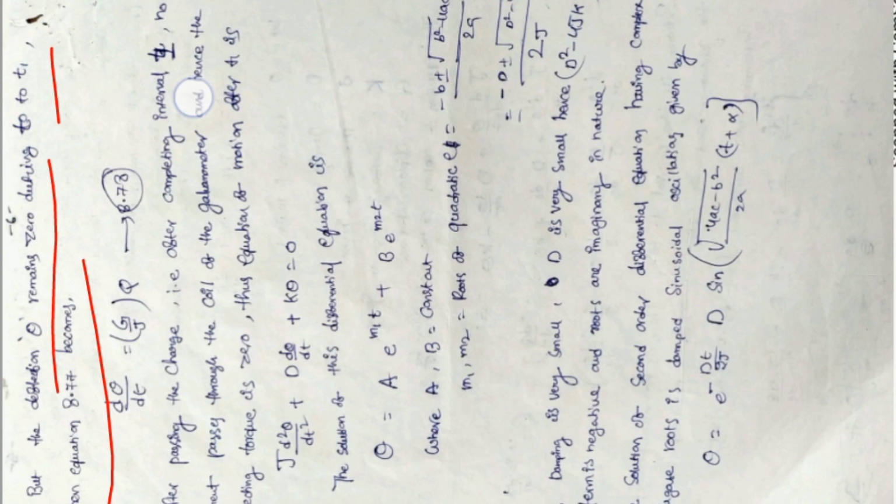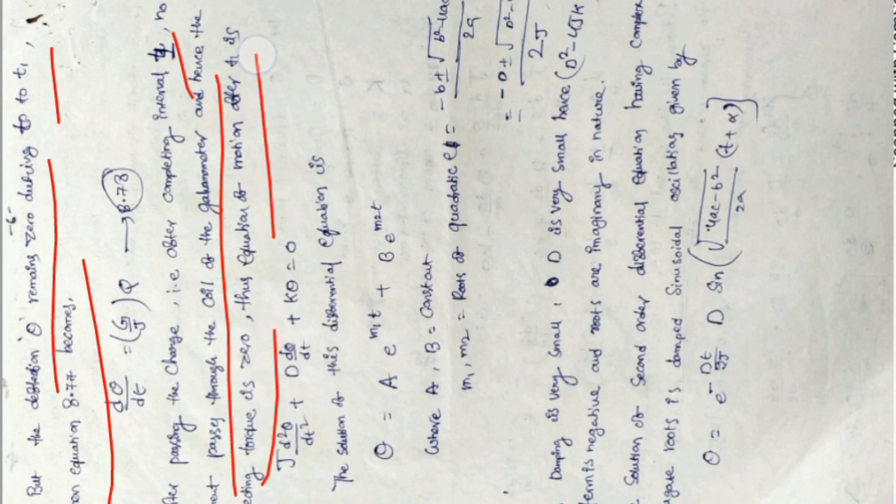After passing the charge, after completing interval 1, no current passes through the coil of the galvanometer, and hence the deflection torque is 0. The equation of motion after that is J d square theta by dt square plus D d theta by dt plus K theta equal to 0. The solution of this differential equation is theta equal to A e power m1 t plus B e power m2 t, where A and B are constants, and m1 and m2 are the roots of the quadratic equation. The roots can be obtained by using minus b plus or minus square root of b square minus 4ac, by 2a.